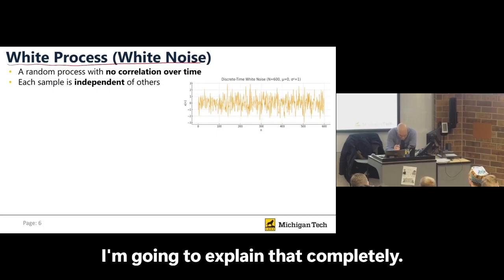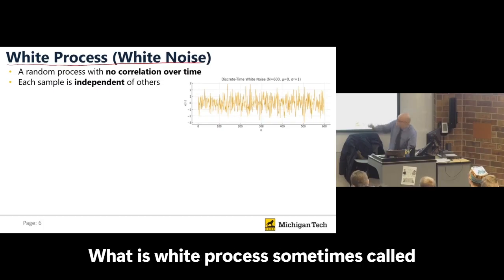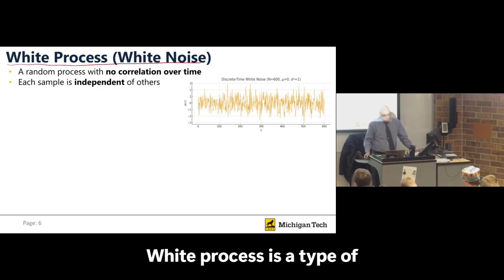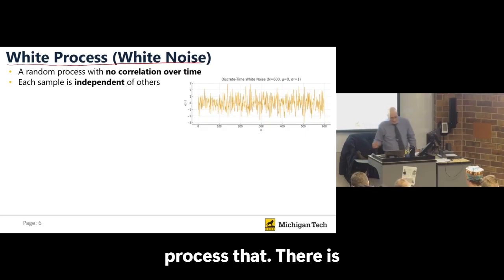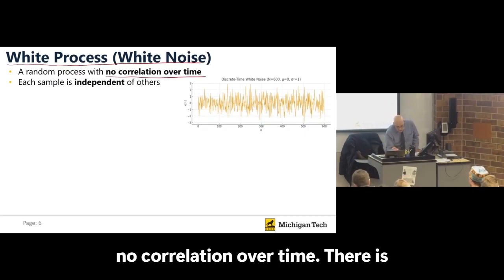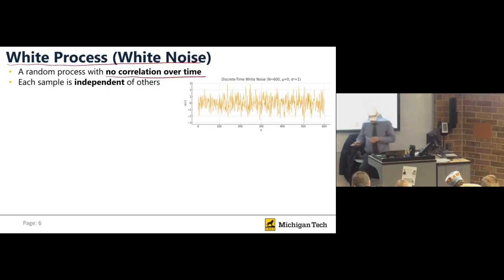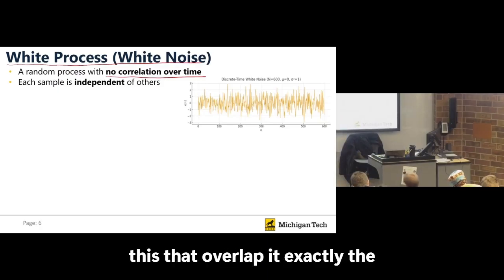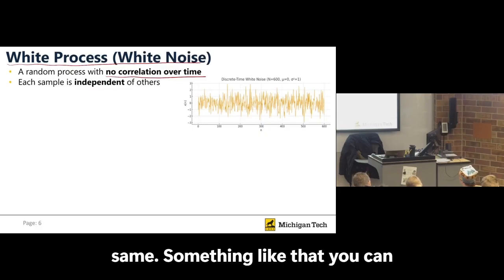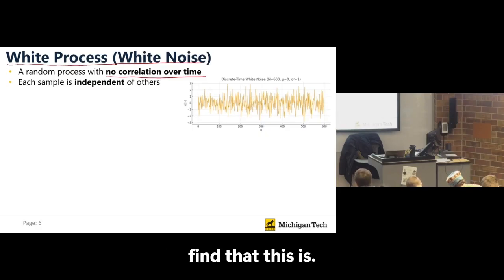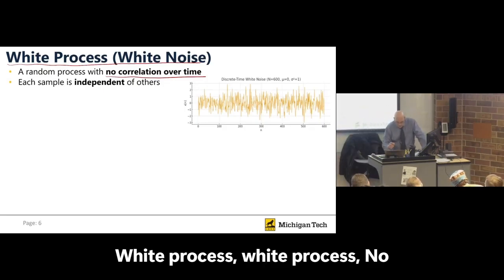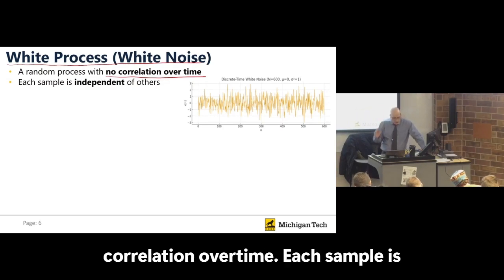What is a white process, sometimes called white noise as well? A white process is a type of process where there is no correlation over time. There is no dependency over time. You can't find a piece of this that overlaps exactly the same with another piece. This is a white process.